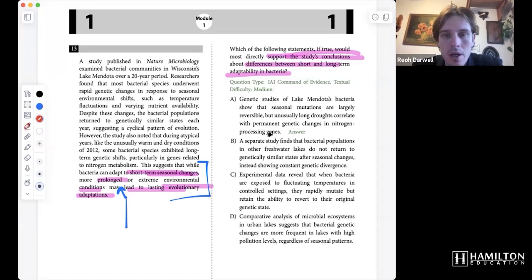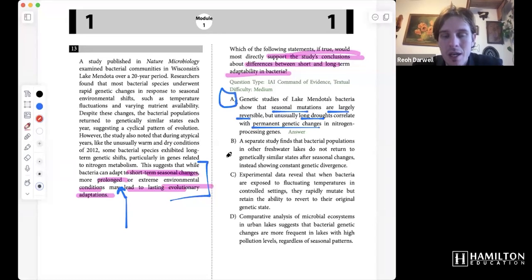Okay, so what would support this? The correct answer shows that pretty clearly, right? We're looking for short-term seasonal changes leading to small adaptations, and we see that here. Seasonal adaptations are largely reversible, but then evolutionary adaptations take place in the long term, right? So long droughts correlate with permanent genetic changes in some sort of gene. So that's very, very solid.